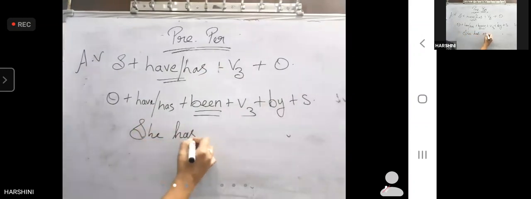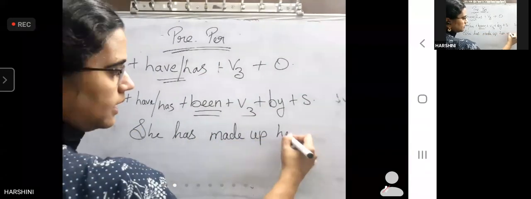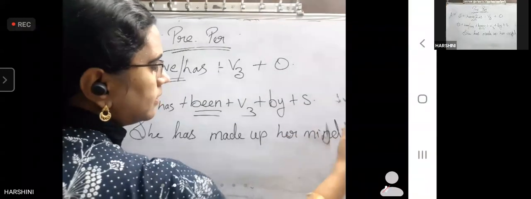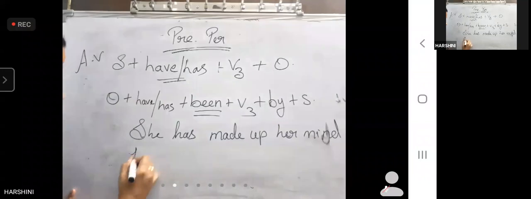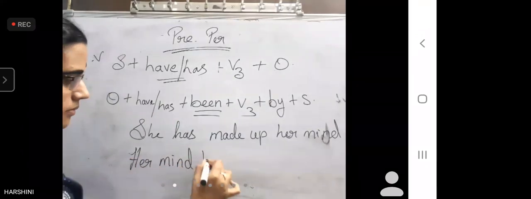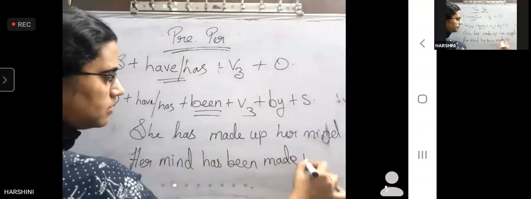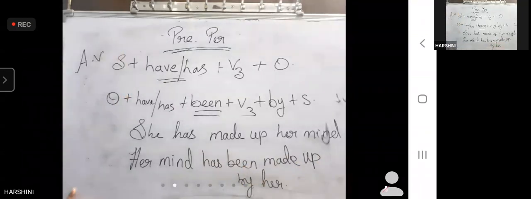Okay. Now, she has made up, again a preposition, her mind. She has made up her mind. Answer, please. Her mind has been made up by her. Very good. Her mind has been made up by her. Okay. One more.